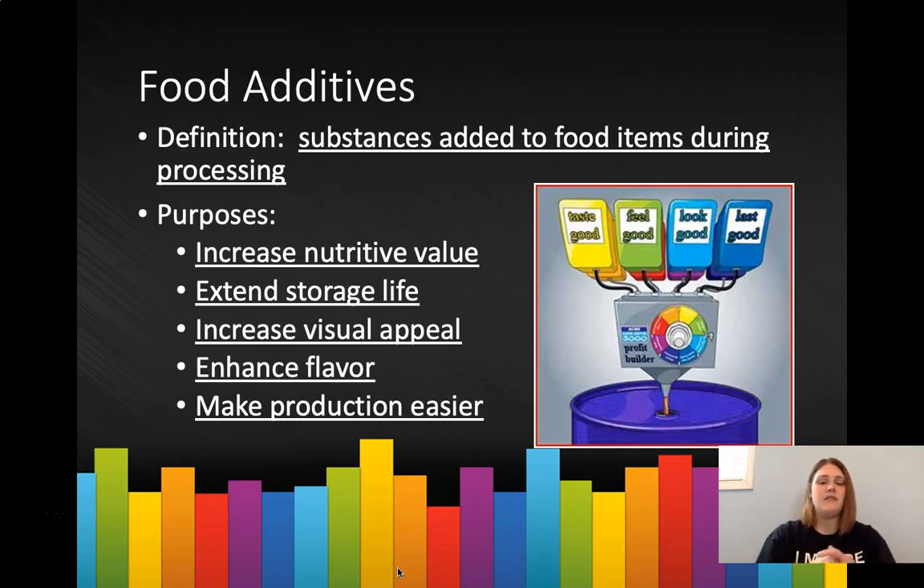And then enhancing flavor also, again, if we buy vanilla ice cream, we want it to taste like vanilla, or if we buy strawberry ice cream, we want it to taste like strawberry.